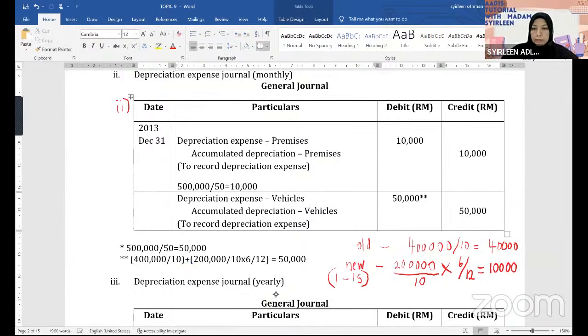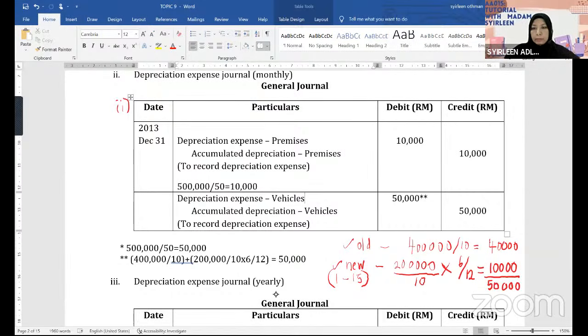Okay, so you ada the old depreciation for the vehicles and this one is the calculation for the new one. Okay, saya tunjuk dekat sini. The calculation is already here, tapi just for you to understand lah. Okay, macam mana kita boleh dapat that 50,000. So altogether, the total will be 50,000.